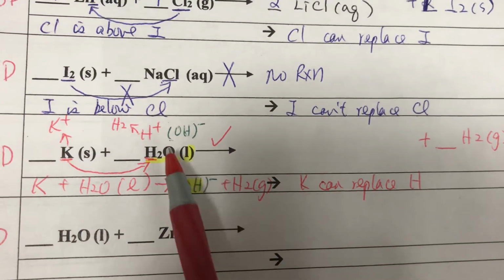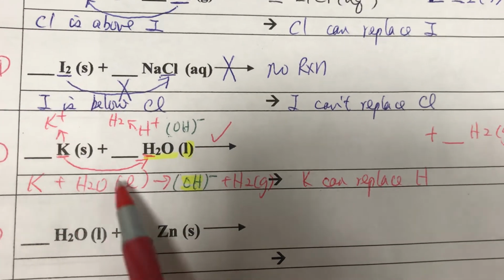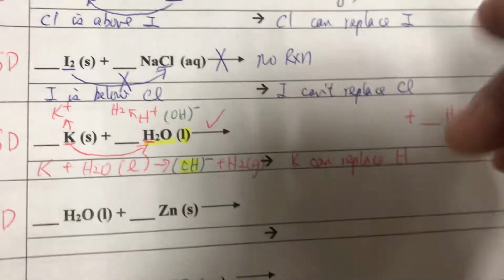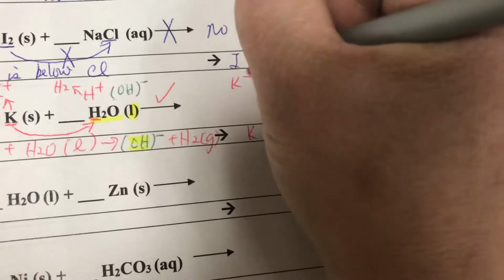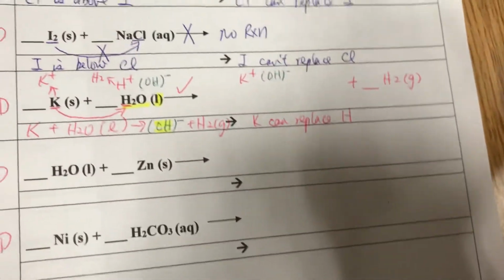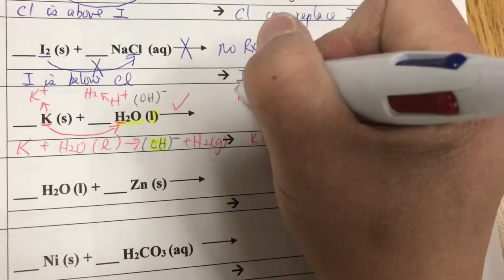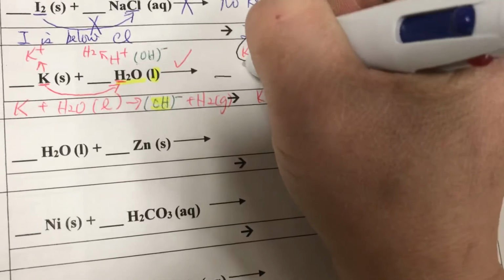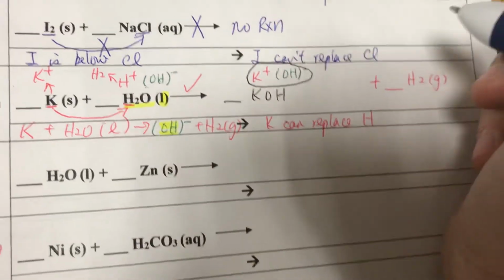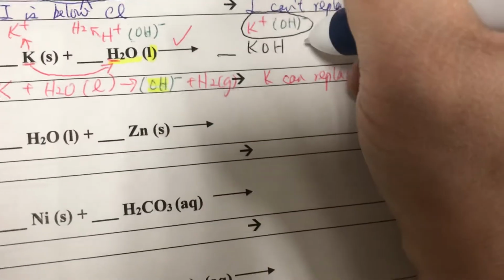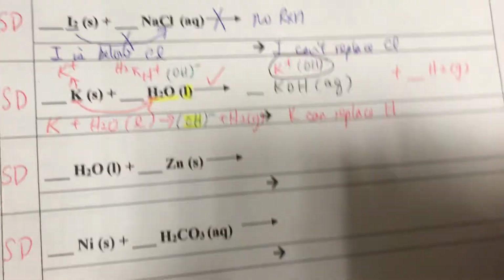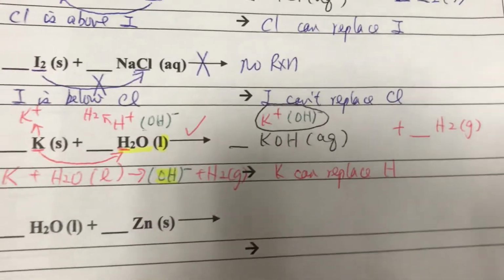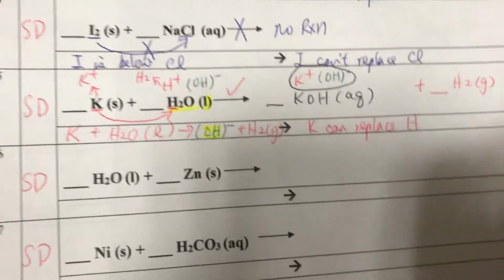And then now I'm going to have the K plus play with the OH minus. So K plus, and then OH minus, and then they dance in the ballroom to form back KOH. And then when I check the solubility, it's actually aqueous. And then at the end, I'm going to balance the equation.